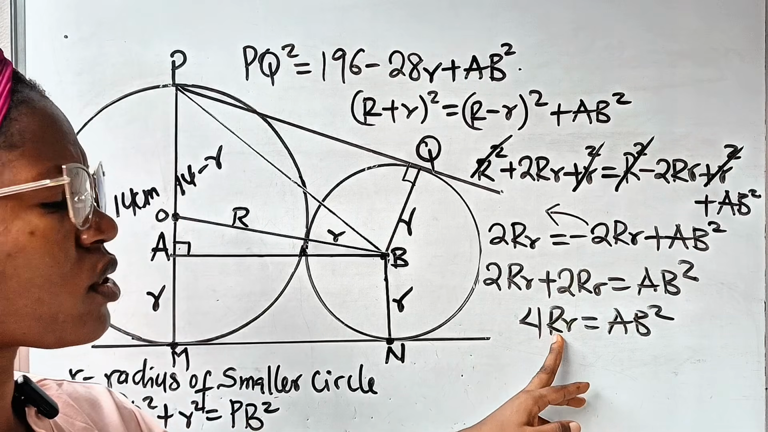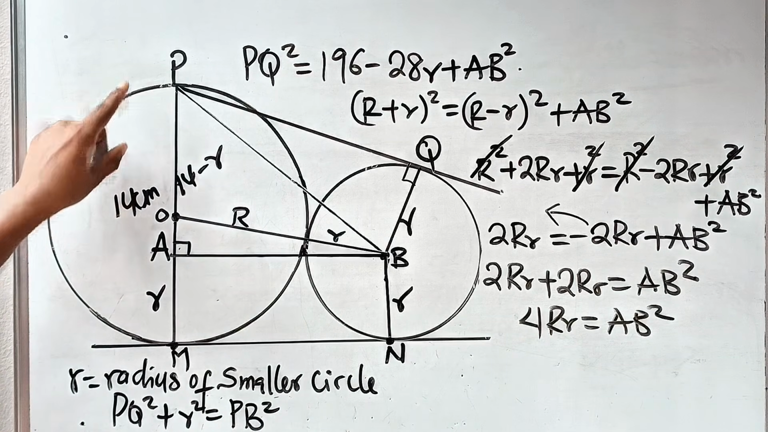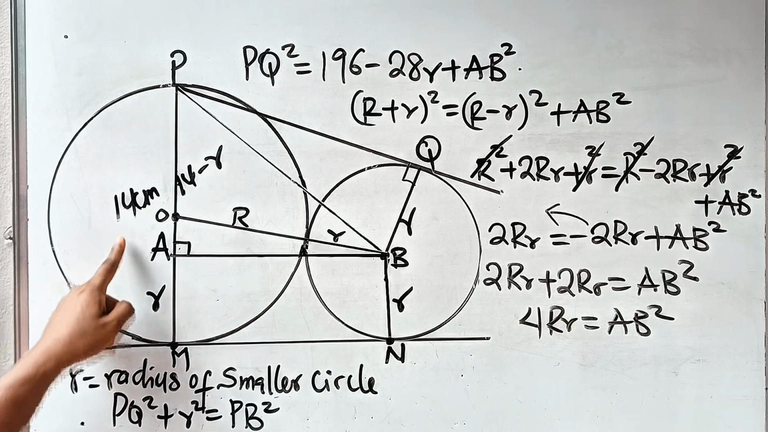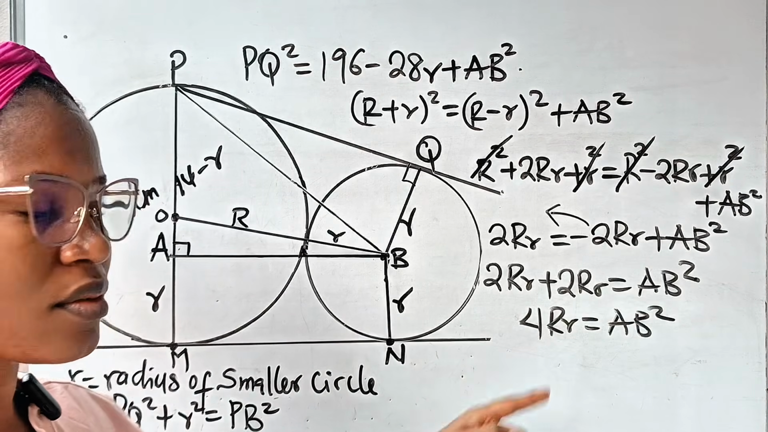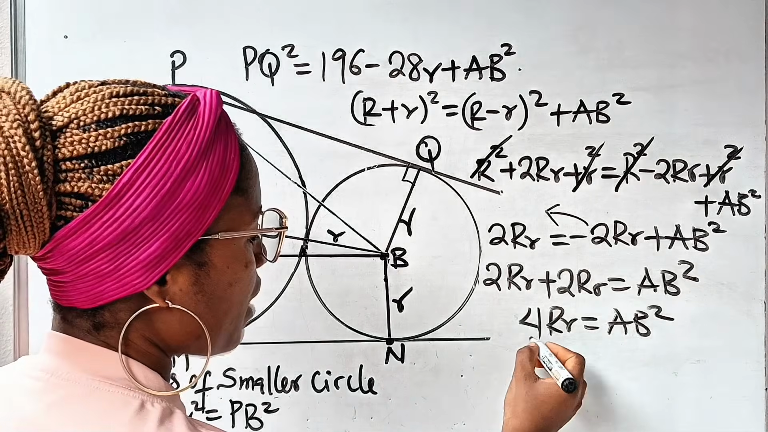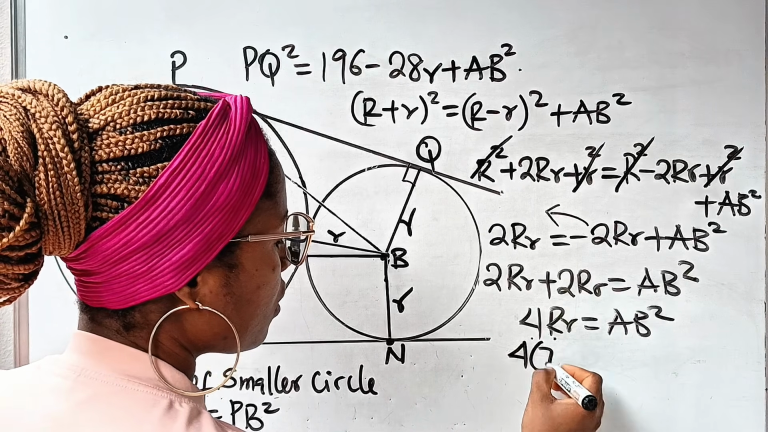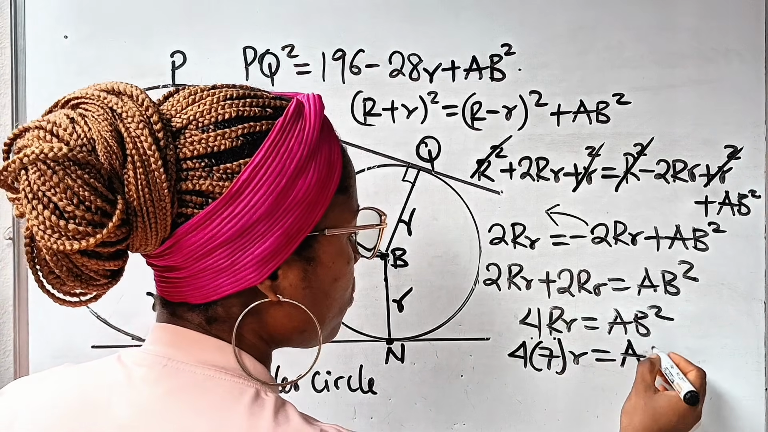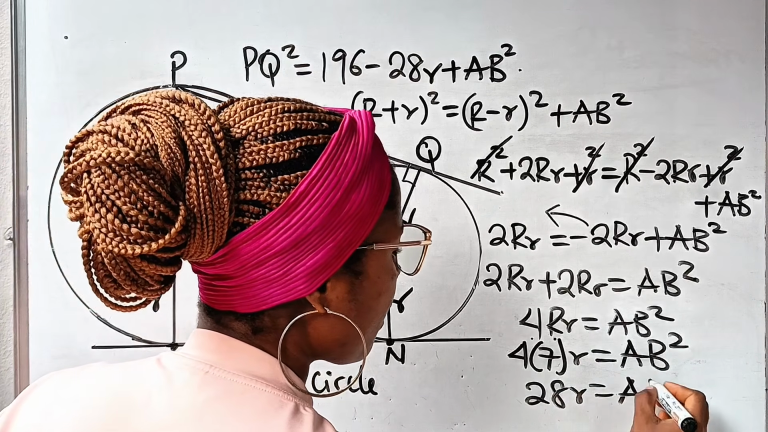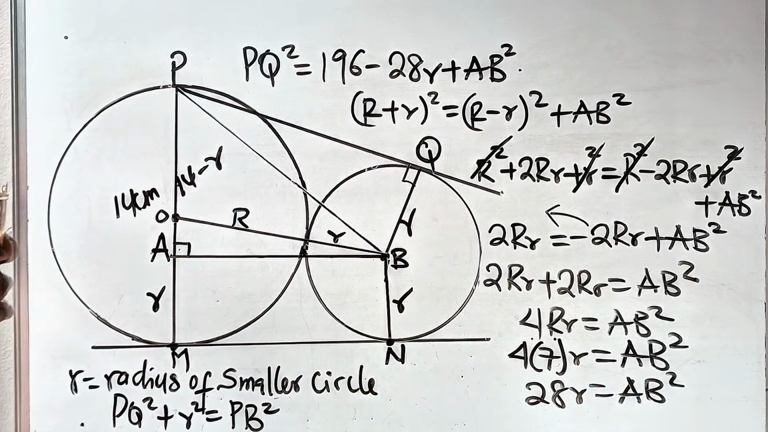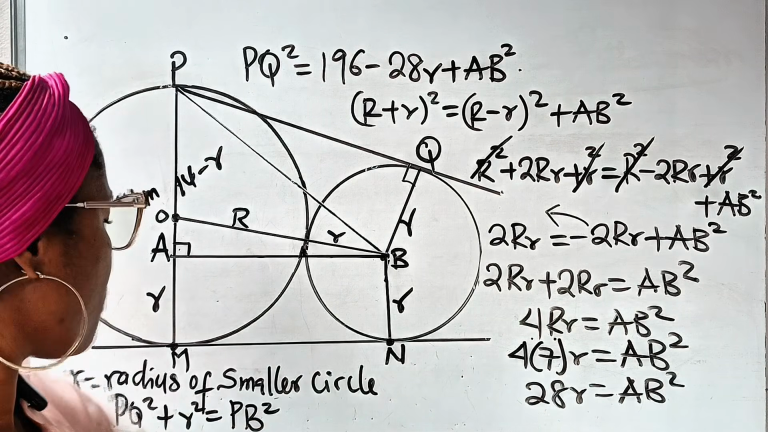Now we already know the radius of the bigger circle, because we are told that PM, being the diameter, is 14 cm. So the radius, capital R, is 7. So it means that 4 multiplied by 7 is equal to AB squared. So we have 28r is AB squared.